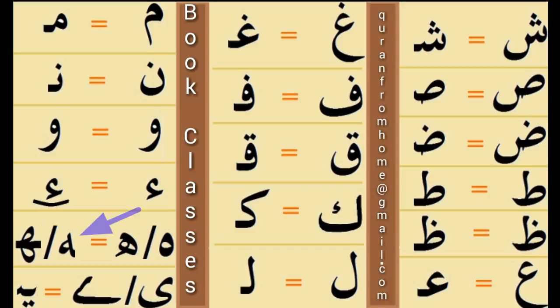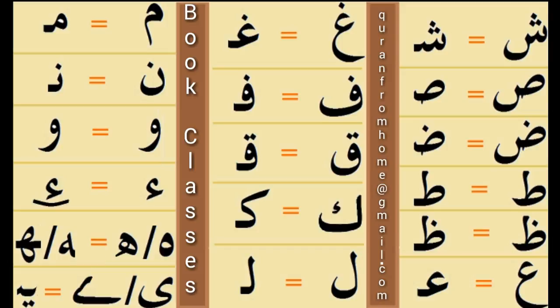This is what a circle Ha looks like in its short form. And this is what a double-circled Ha looks like in its short form. A short Ya looks like this, with 2 dots underneath.